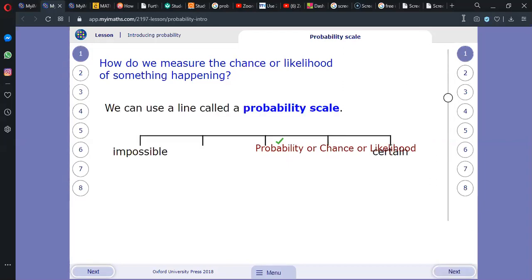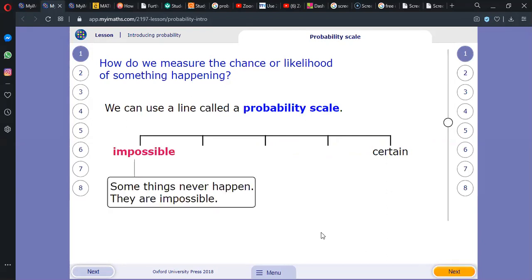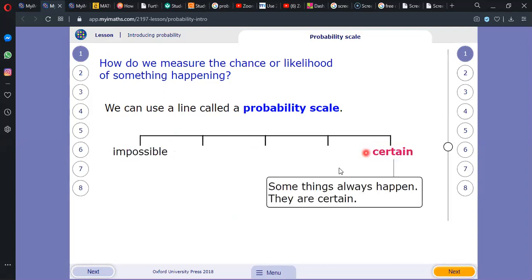We can use a line that is called a probability scale to express probability. For instance, if you look at the scale that I have here, to my extreme left is what we call impossible, when something is impossible to happen. Okay, some things never happen, they are just impossible. To the extreme right, you have some things always happen. They are certain that they will happen.